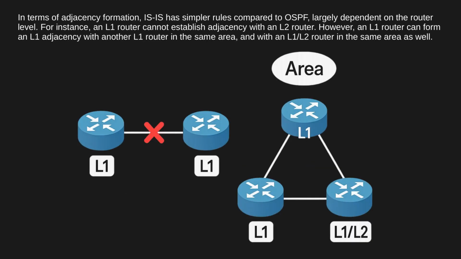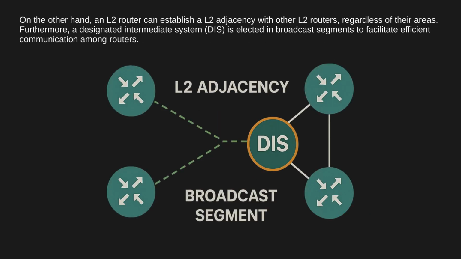In terms of adjacency formation, ISIS has simpler rules compared to OSPF, largely dependent on the router level. For instance, an L1 router cannot establish adjacency with an L2 router. However, an L1 router can form an L1 adjacency with another L1 router in the same area, and with an L1/L2 router in the same area as well. On the other hand, an L2 router can establish an L2 adjacency with other L2 routers, regardless of their areas.